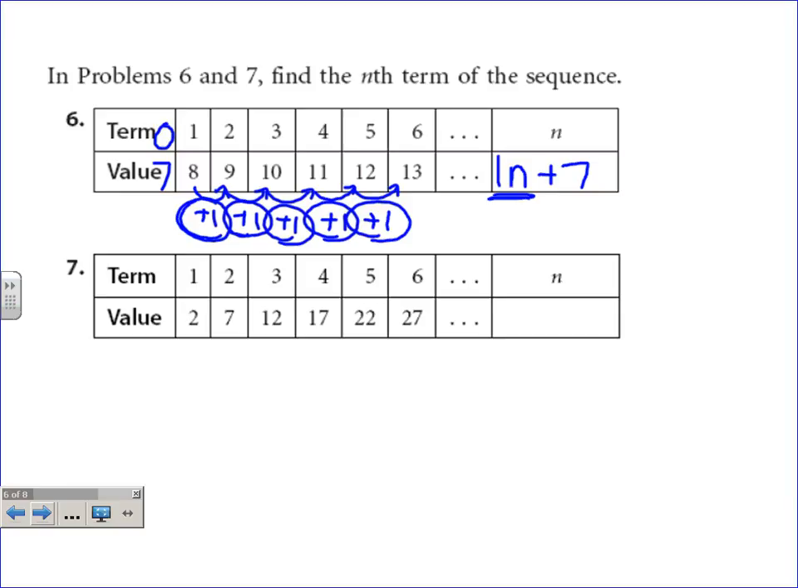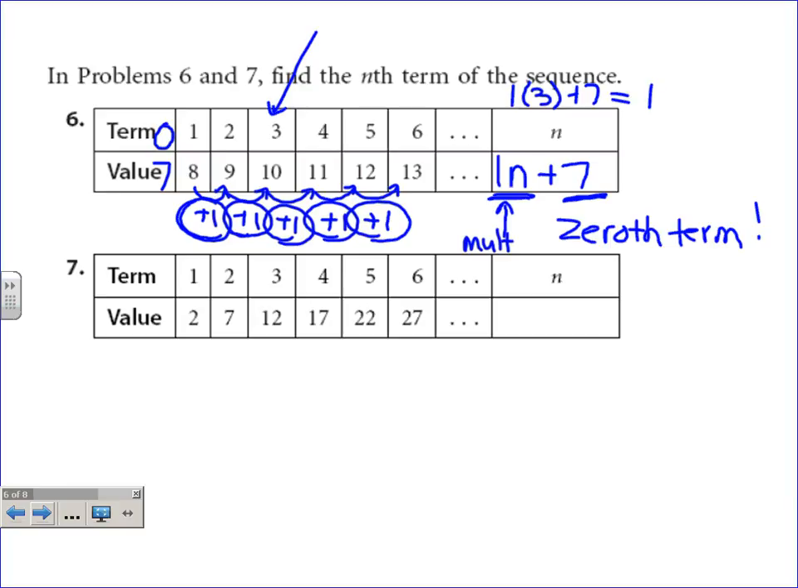Okay? So what happens is, you always have n, it's always multiplied by whatever you're adding or subtracting. So if you're always adding 1, you're going to multiply by 1. If it's subtracting 1 each time, you have negative 1 up here. Okay? And this is always the 0th term. Always. And you can test this if you really want. They give us the 3rd term. So all we have to do is substitute n in here. So that's 1 times 3 plus 7. 1 times 3 is 3 plus 7 equals 10. Is that what it is? Yeah, it's 10. So we're good.